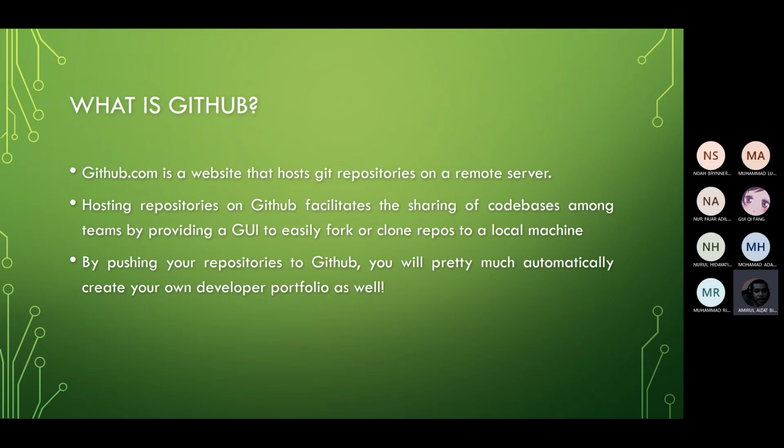So what is GitHub? GitHub is a website that hosts Git repositories on a remote server. Hosting repositories on GitHub facilitates the sharing of code bases among teams by providing a GUI to easily fork or clone repos to a local machine. By pushing your repositories to GitHub, you will pretty much automatically create your own developer portfolio as well. So when you push your project into GitHub, you basically make your own portfolio.